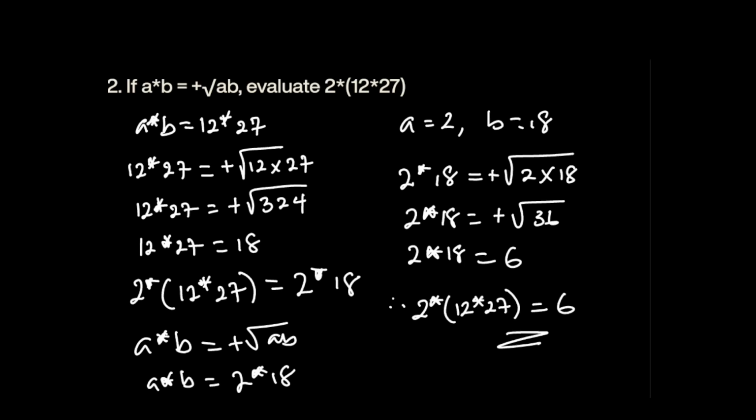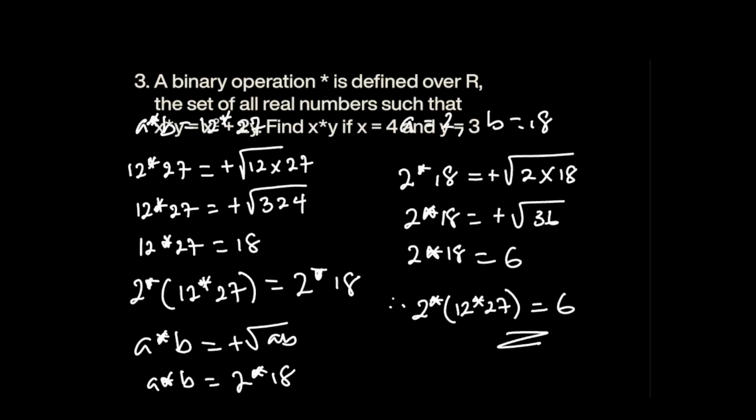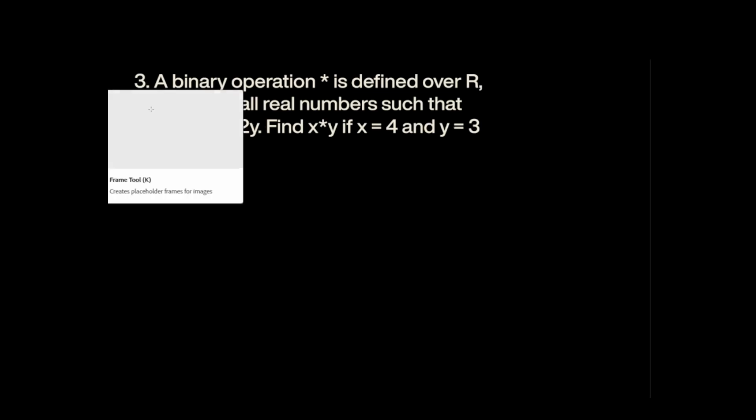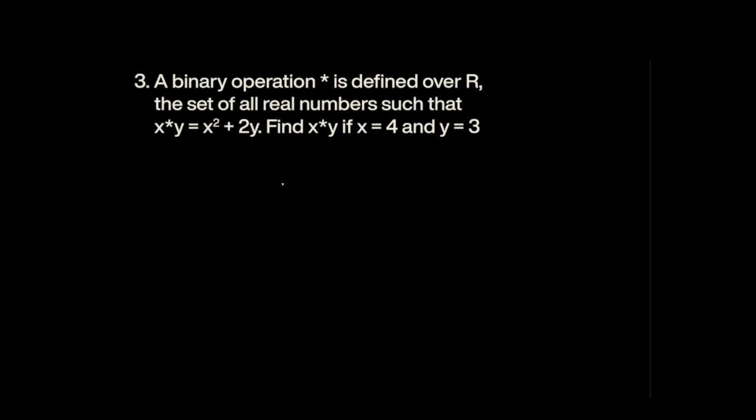So we look at another question still under the operation. I want to believe that you get to understand how to answer questions under interpretation of operation. So let's look at the third question here. The question says a binary operation is defined over R. What is R? The set of all real numbers, such that x operation y equals x squared plus 2y. Find x operation y if x equals 4 and y equals 3. So if you look at this question now, instead of the examiner asking you to find 4 operation 3, they are giving it to you in another manner.